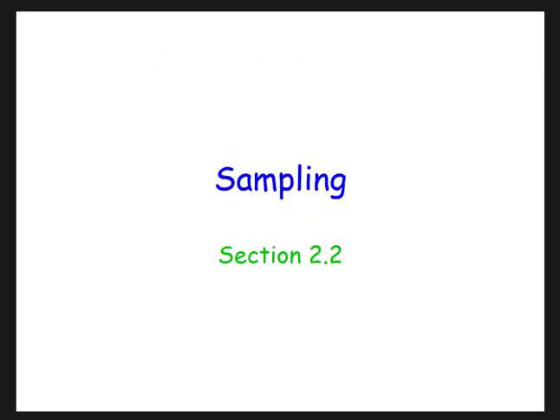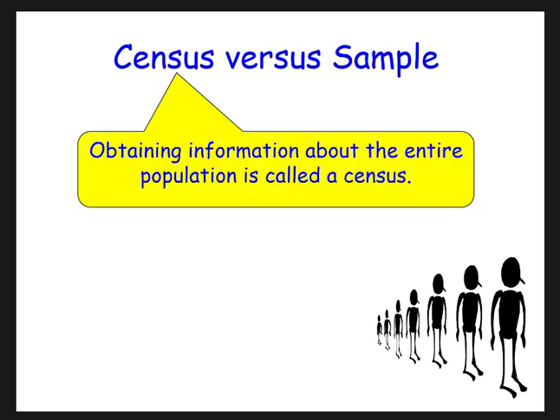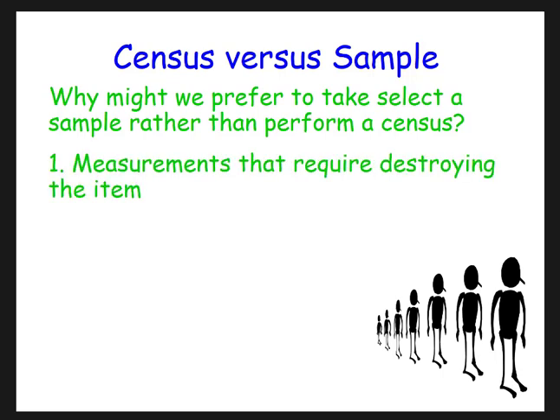So sampling, we talked about this a little bit in chapter 1, and it's going to be a big deal, so let's talk about it. Census versus sample. Remember, a census was gathering information from the entire population. A sample is a smaller group from that population, that subset of the population. It makes it easier to study. Why would we want to take a sample rather than perform a census? Well, one is if the measurement requires destroying the item, sometimes referred to as destructive testing.